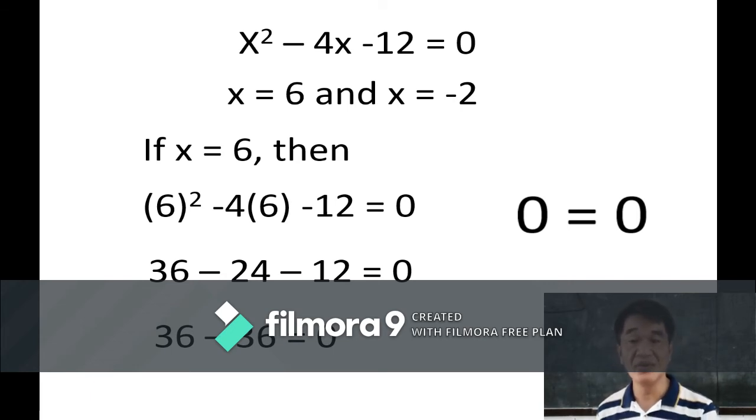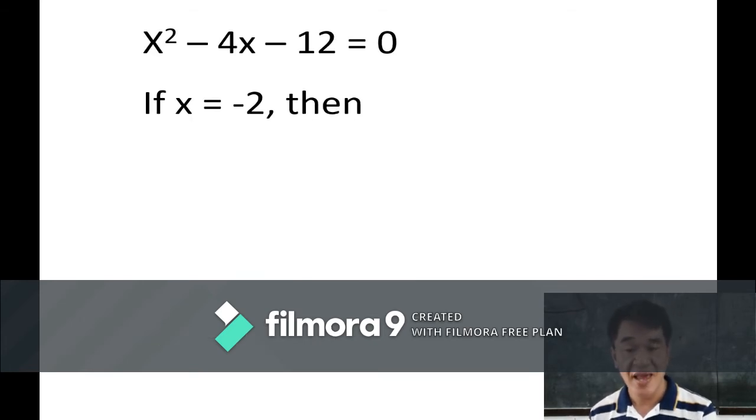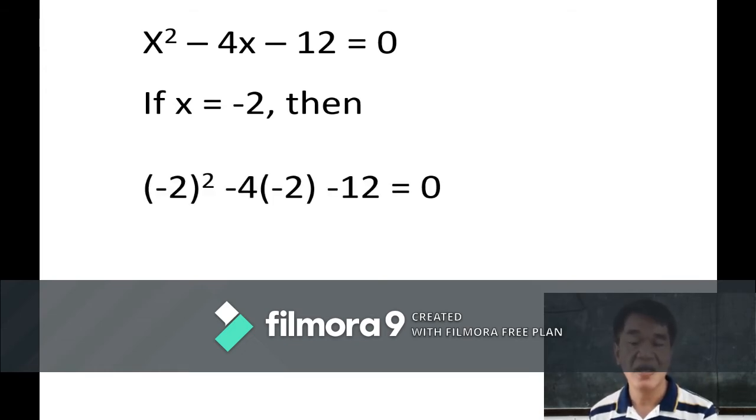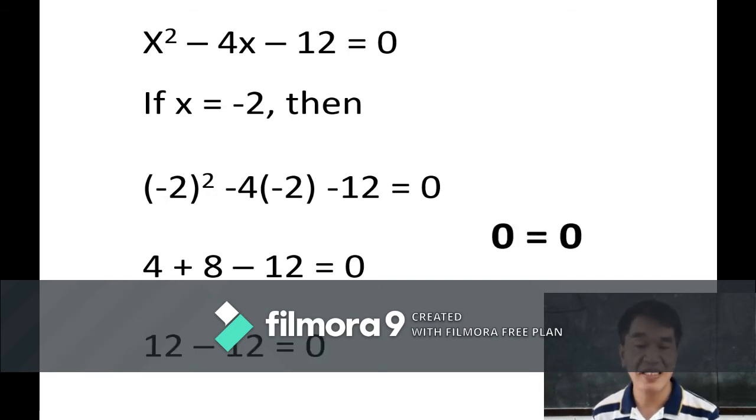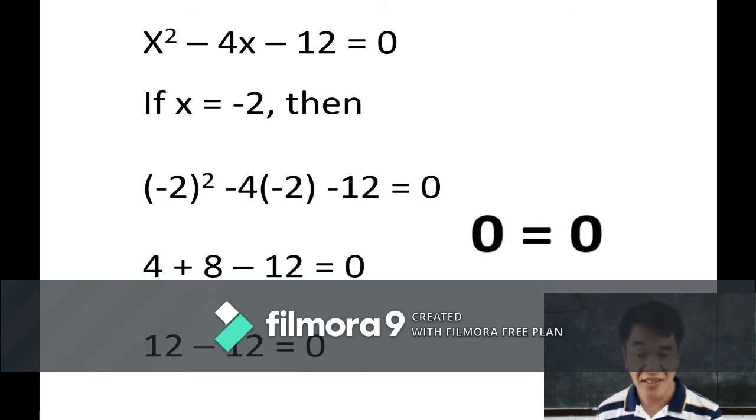Okay, how about negative 2? Again, we use the same equation. x squared minus 4x minus 12 is equal to 0. So we replace x there. So you have negative 2 squared, then minus 4 times negative 2, minus 12 is equal to 0. So you have negative 2 squared, that's 4. Then negative 4 times negative 2 is 8. Then minus 12 is equal to 0. 4 and 8 are both positive, so you can combine them together. That becomes 12. 12 minus 12 is equal to 0. Again, you have 0 is equal to 0. And we have proven that x equals negative 2 is correct.